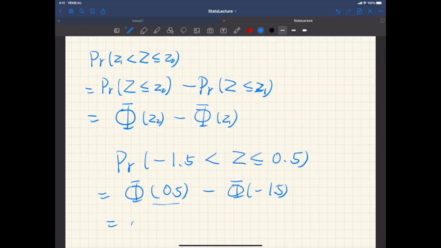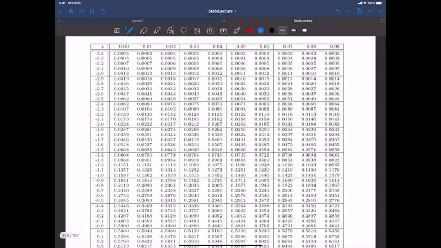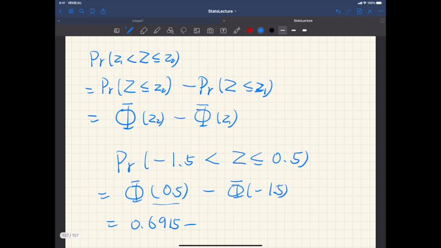0.6915, and negative 1.5 is this one, 0.0668. So that should be, let's see, 0.6915 minus 0.0668. Okay, that should be 0.6247.